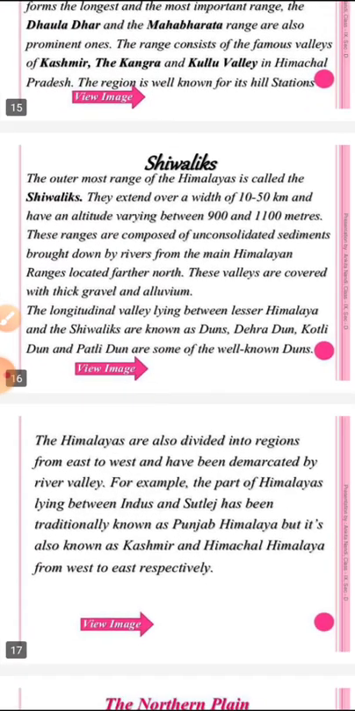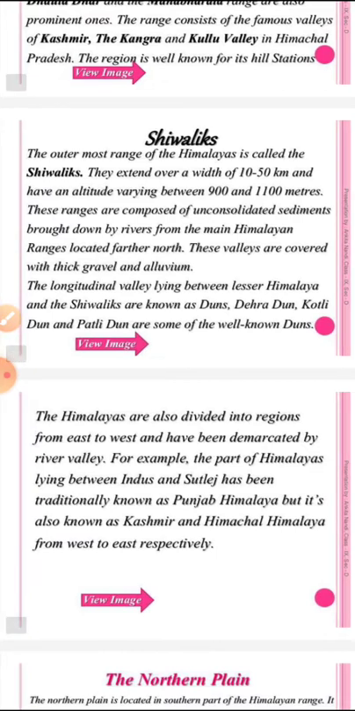After that, we will discuss the east to west division of the Himalayas. From west to east, the Himalayas have been demarcated by different river valleys. The part of the Himalayas lying between the Indus and Satluj is known as Punjab Himalaya, but it is also regionally known as the Kashmir and Himachal Himalayas. The part lying between Satluj and Kali river is known as Kumaon Himalaya. The part lying between Kali and Tista river is known as Nepal Himalaya. And between Tista and Dihang river, the part is known as Assam Himalayas.